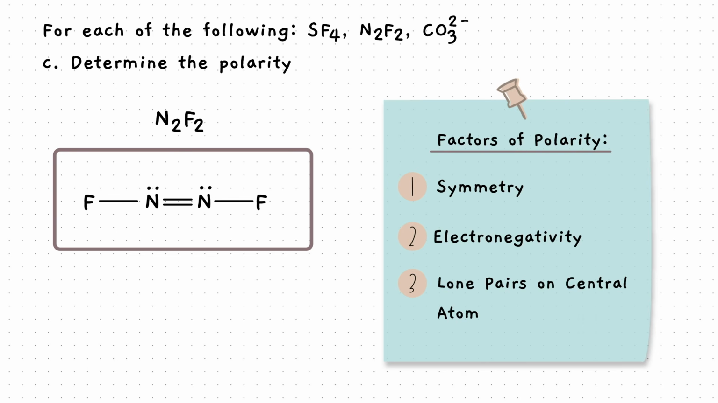Part C is polarity. Though there are lone pairs on the central atom, that isn't the main factor we are looking at. The main factor here is symmetry. Since there's an equal pool of electrons, no dipole moment is found, making this nonpolar.